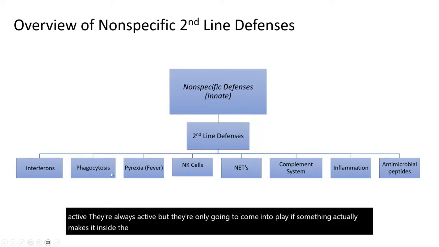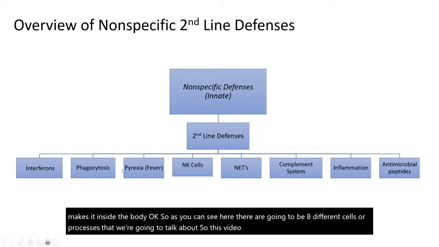Okay, so as you can see here, there are going to be 8 different cells and or processes that we're going to talk about. So this video is going to focus on the first 2, interferons and phagocytosis.